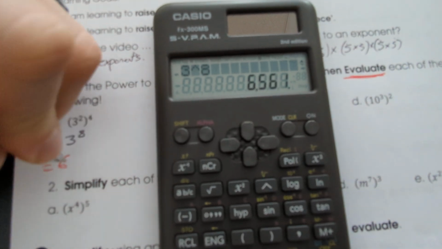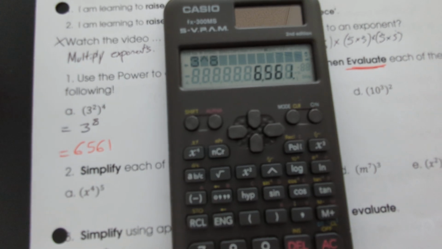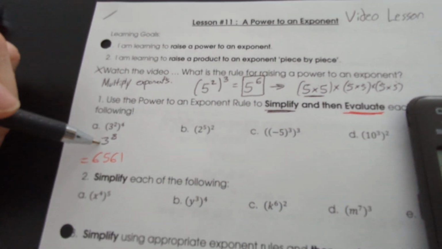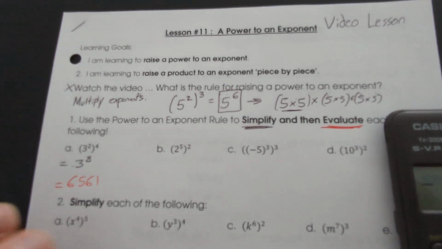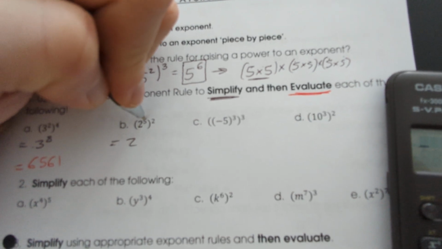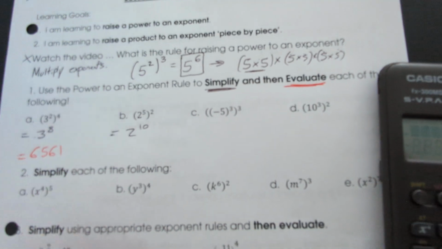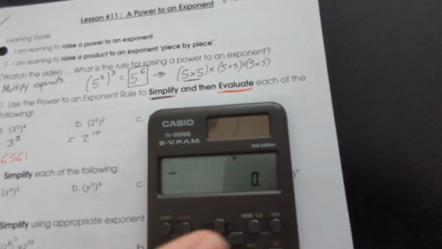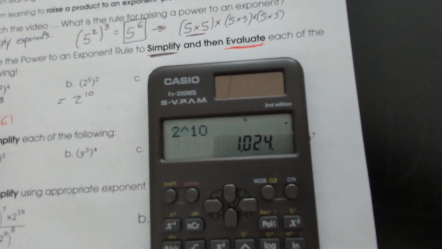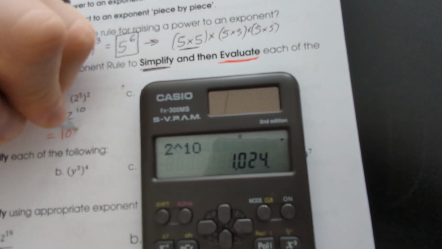So this is 6,561, and that would be our final answer. So again, this is simplifying, this is evaluating. Next one, base stays the same, 2, and then we do, this is an exponent on top of another exponent, so we do 5 times 2, which is 10. In our calculator, 2 exponent 10 is 1,024. So when we evaluate this, we get 1,024.